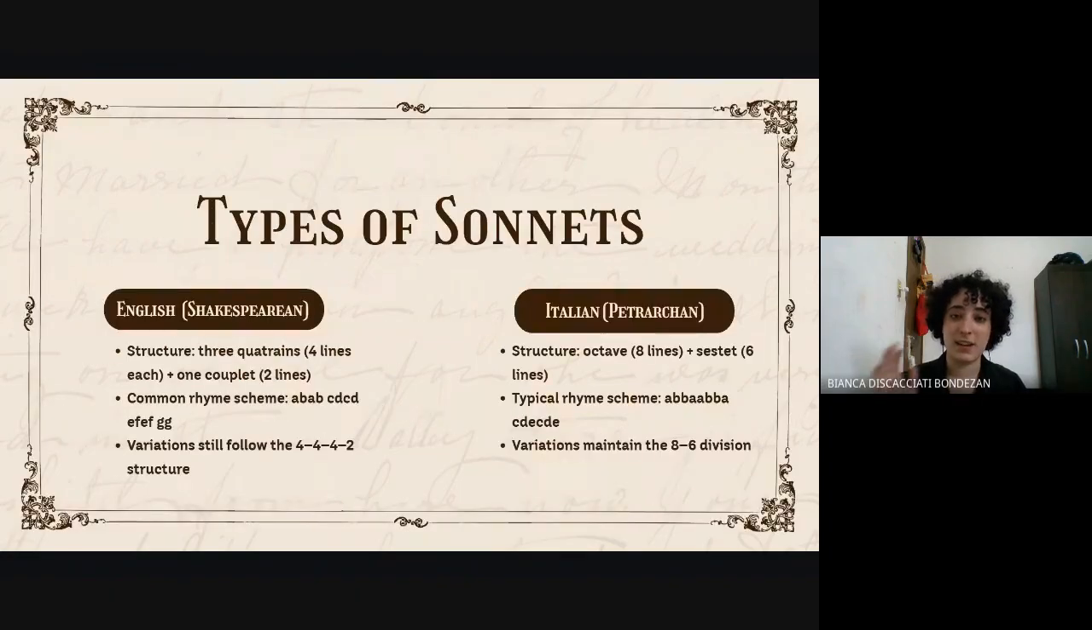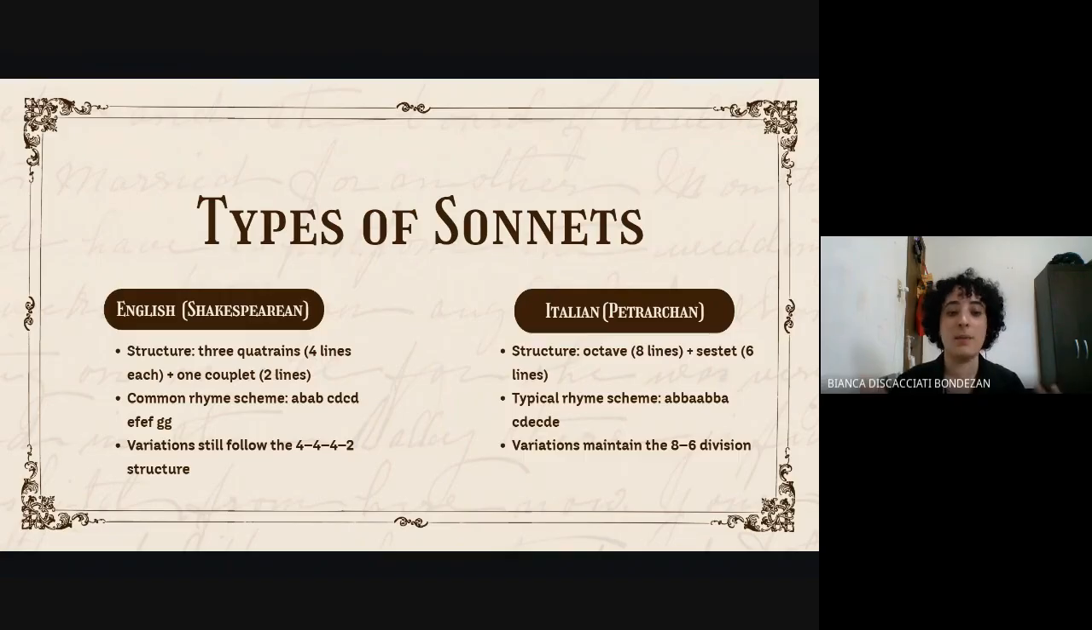And there are two types of sonnets, which are the English and the Italian. They are both sonnets, of course, but the main difference is the structure. So in the English sonnets, we have the structure of three quatrains, which have 4 lines each, and then one couplet, 2 lines. So we have four, 3 times, and then the last 2 lines.